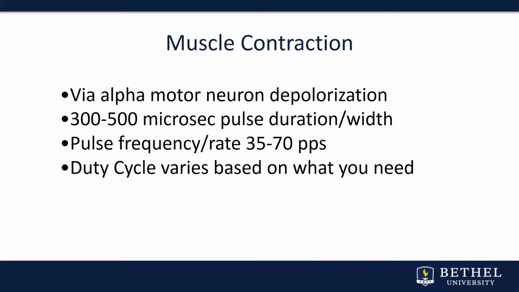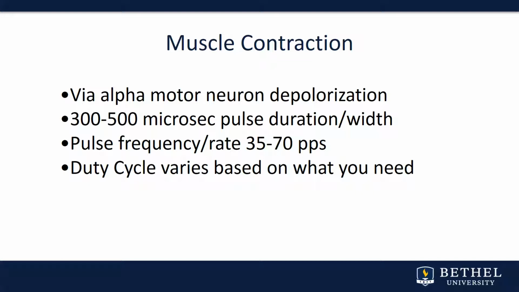With muscle contraction, we aren't contracting the muscle fiber directly. Actually, we're causing a depolarization of the alpha motor neuron that attaches to that muscle. So as long as we have a good connection from the nerve to the muscle, these parameters will work in getting the muscle to contract. We want a really long pulse duration, so we're going to set it to 300 to 500 microseconds. And actually that's pretty long, and sometimes the machine, when you push NMES, will automatically set that up as a safety check so that you can't go beyond 500.